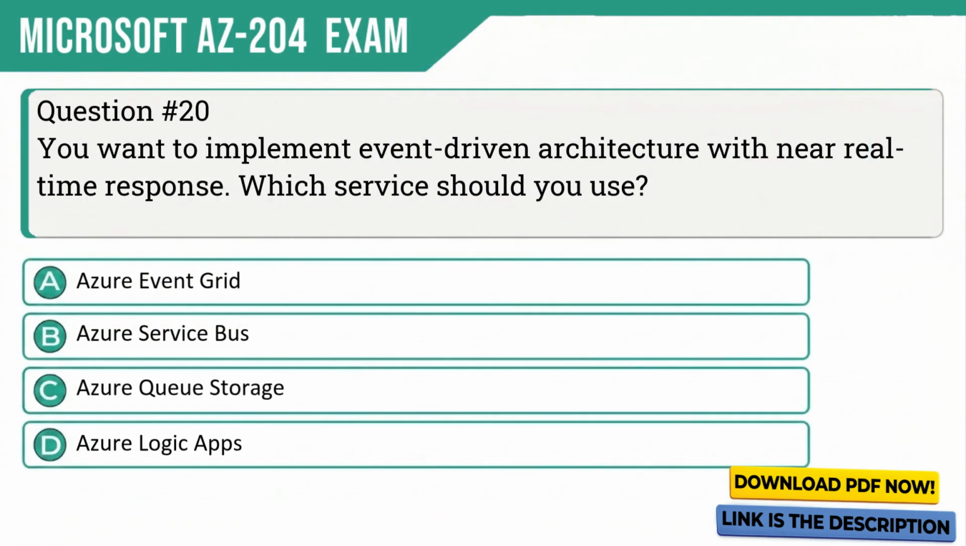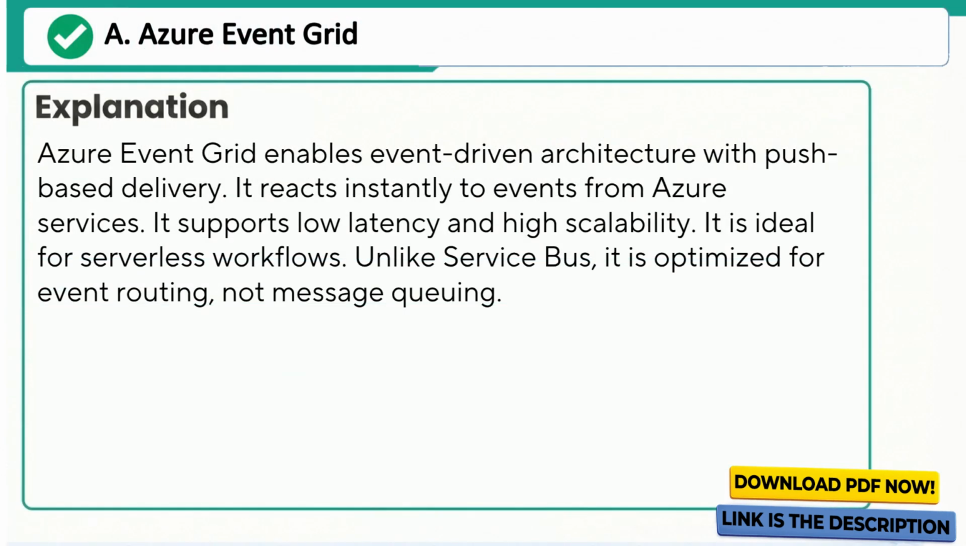Question number 20. You want to implement event-driven architecture with near real-time response. Which service should you use? A. Azure Event Grid. B. Azure Service Bus. C. Azure Queue Storage. D. Azure Logic Apps. Correct answer, A. Azure Event Grid. Explanation: Azure Event Grid enables event-driven architecture with push-based delivery.